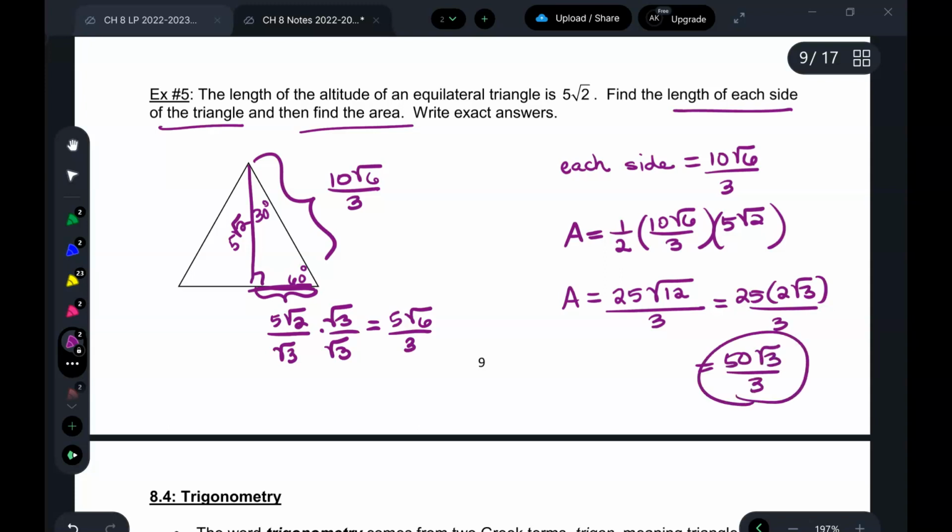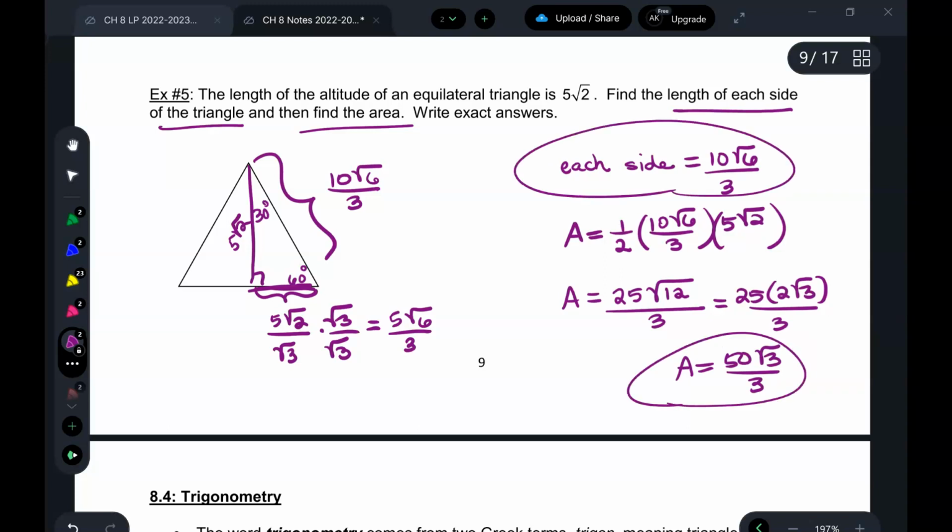Wait, why is each side 10 root 6? What happened to the half? But to find the area, don't you need the base times the height? Hold on, let me just pause this.